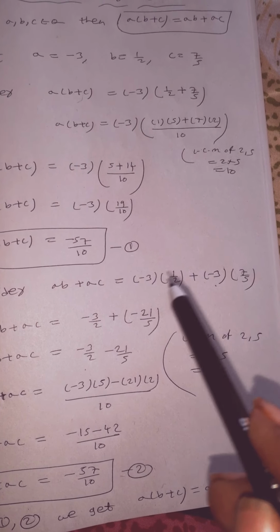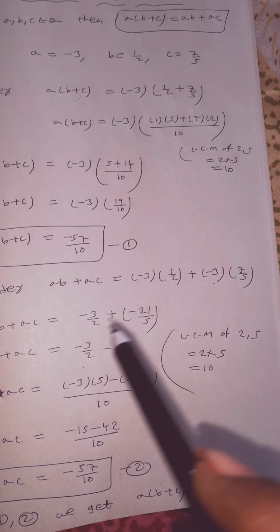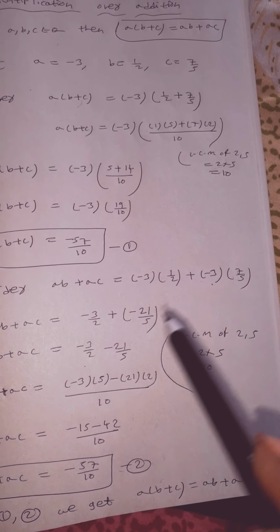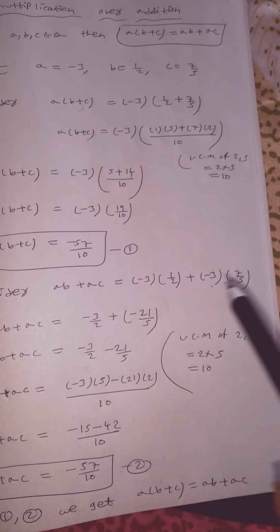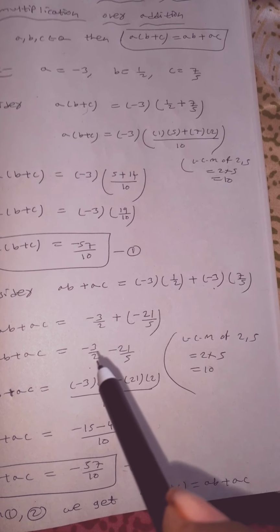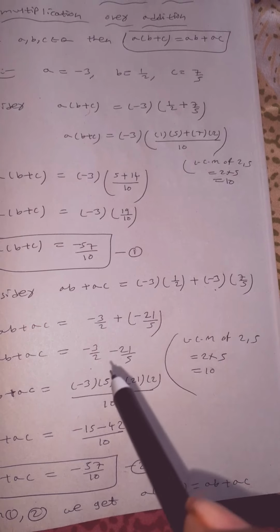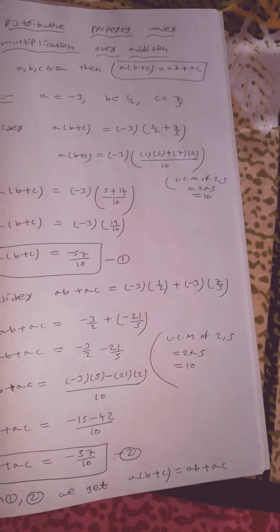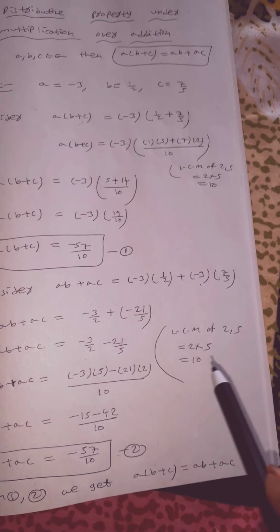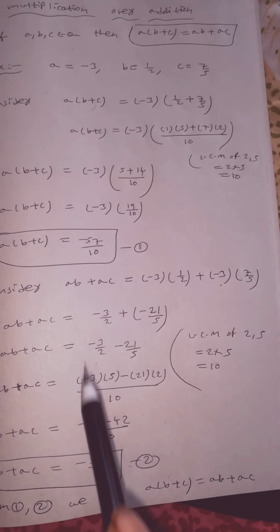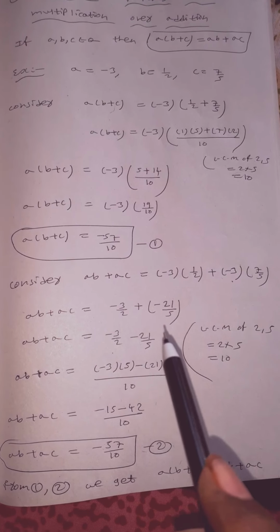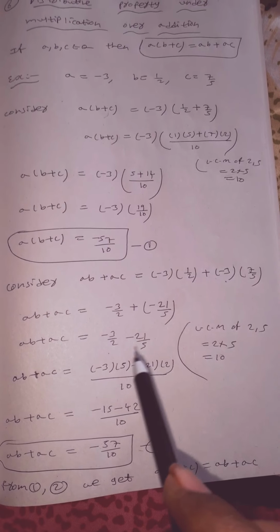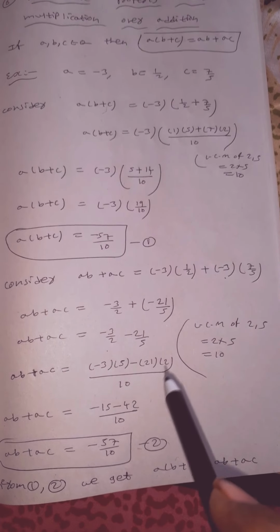So here -3 into 1, numerator into numerator, is -3/2, plus write as it is. -3 into 7, numerator into numerator, is -21/5. Write the first term as it is, plus into minus is -21/5. The LCM of 2 and 5: both do not go in the same table, so multiply, 2 into 5 is 10. Write this -3 as it is, write this 5 here. Next write minus as it is, write 21 as it is, write this 2 here, by 10.